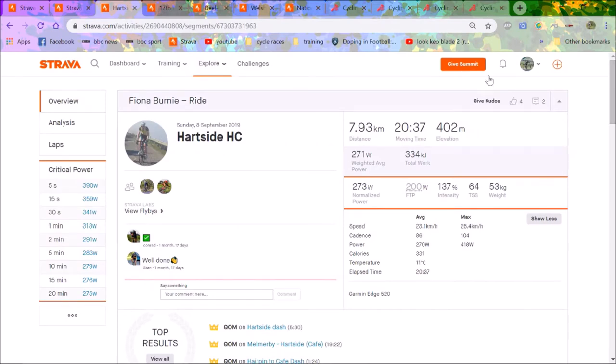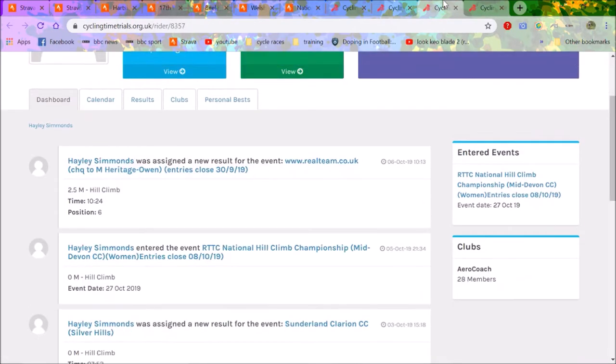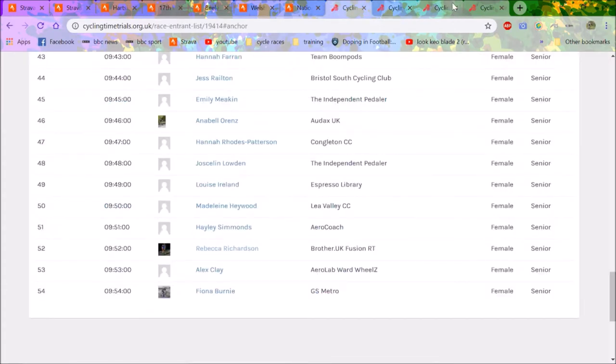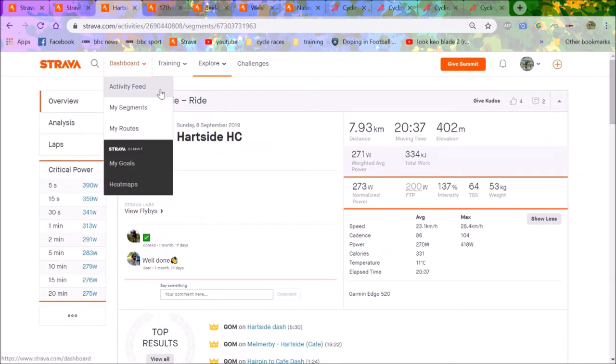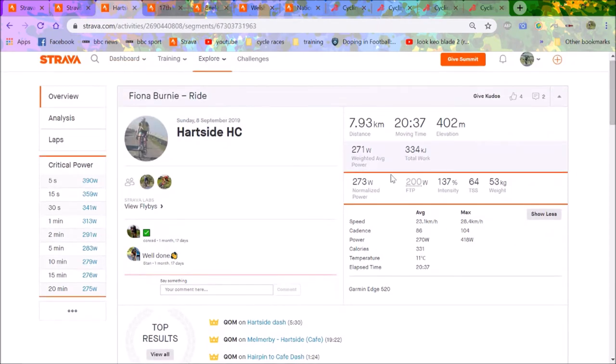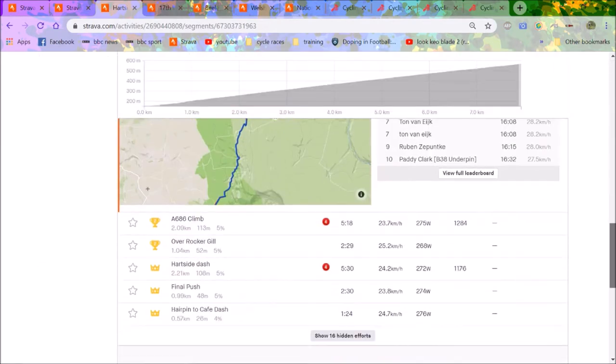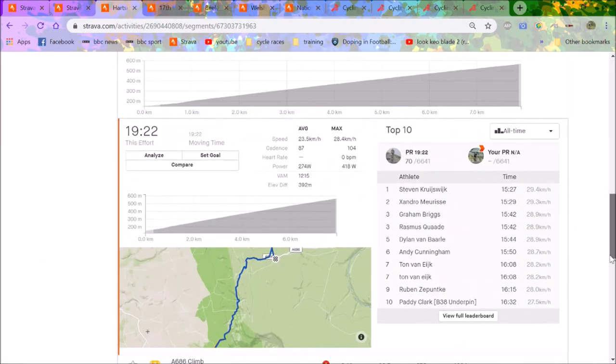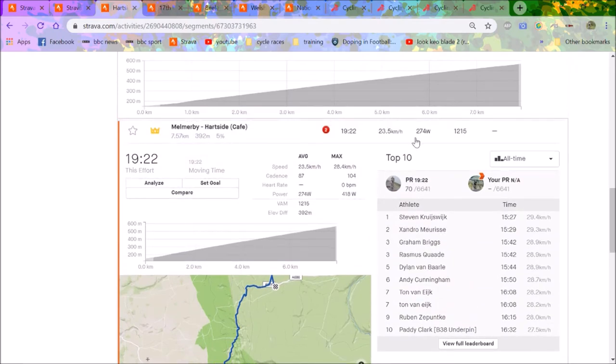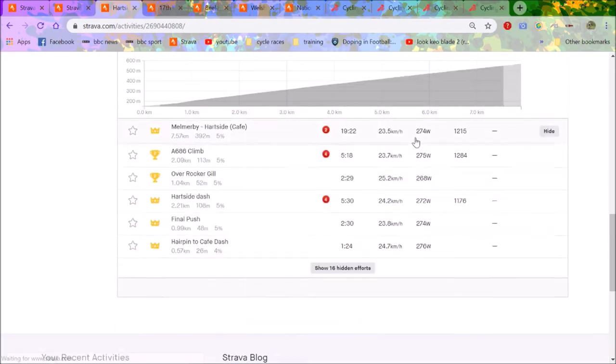Right, so first off, scratch rider. Well, technically last off, to be fair. Fiona Burney, I think, is the reigning national champion. I'm not 100% sure, but I think so. Anyway, 273 watts, so you can see a 20 minute effort, 53 kilos. So quick math, 4.5 watts per kilo, more or less, a bit more than that, more like 4.8, 4.9. So yeah, very fast.